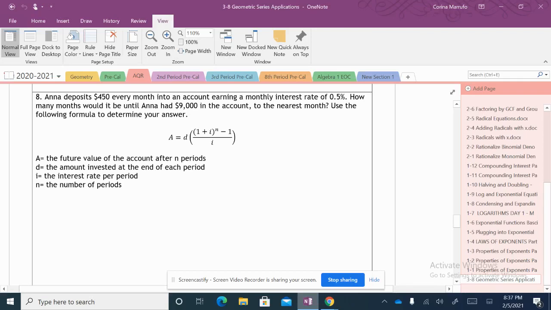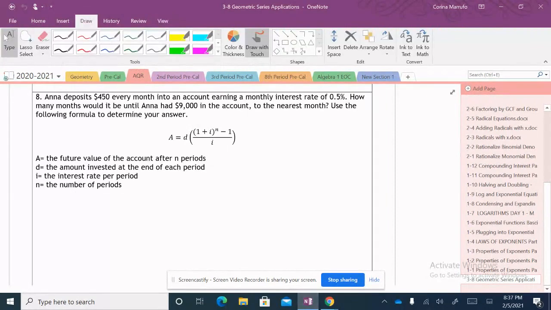Alright, so we're going to go over the last section of our modeling. I know this section was a little bit difficult, but it's super important because these are things that you can use in real life, in the real world. So here it says Anna deposits $450 every month into an account earning a monthly interest rate of 0.5%. How many months would it be until Anna had $9,000 in the account to the nearest month?